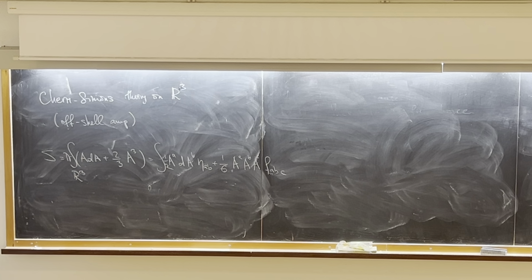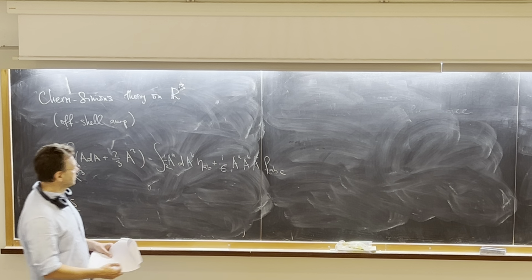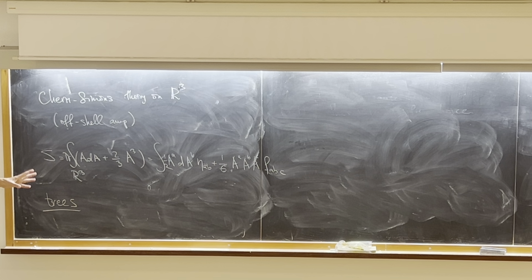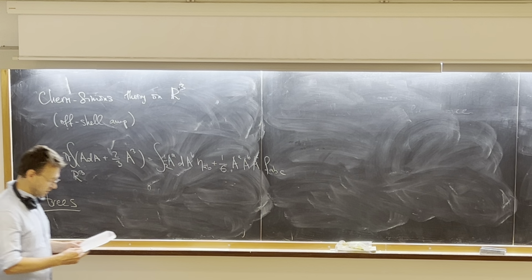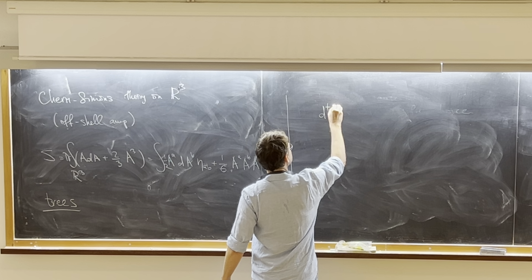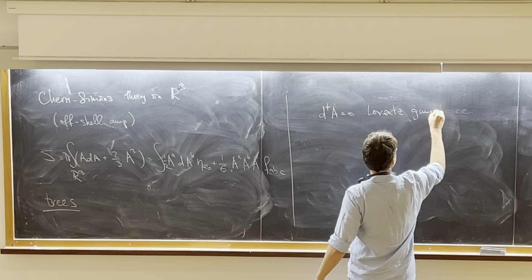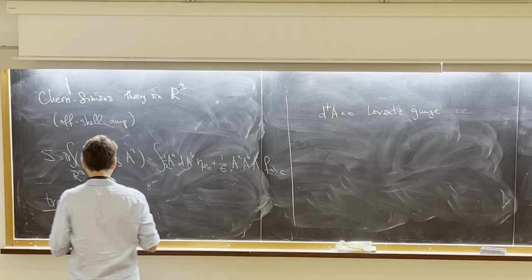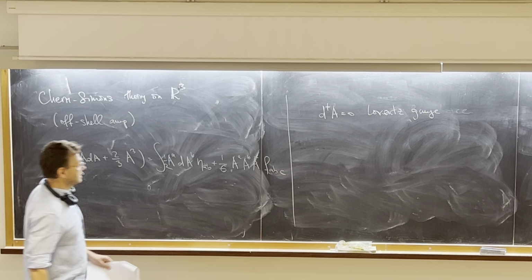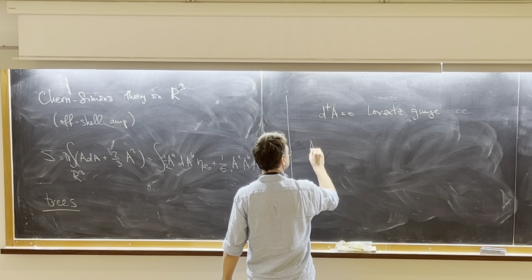So for the moment, let me just look at trees only. I don't want to look at any ghosts, etc. I will just do trees, and that's all. So what I need to do is take the action, fix the gauge, and then calculate the trees in the theory and see what's going on. So let's go to our favorite gauge, the Lorentz gauge. Now I need to evaluate the action in the Lorentz gauge and write the Feynman rules in momentum representation.